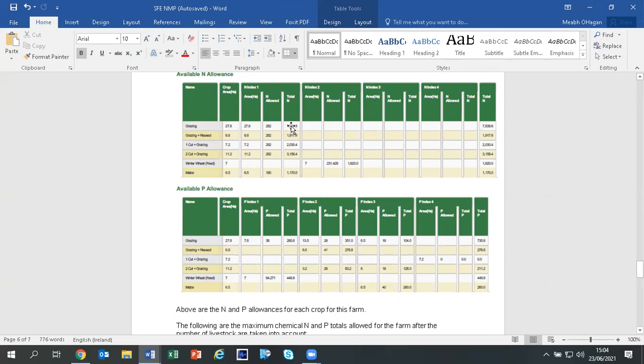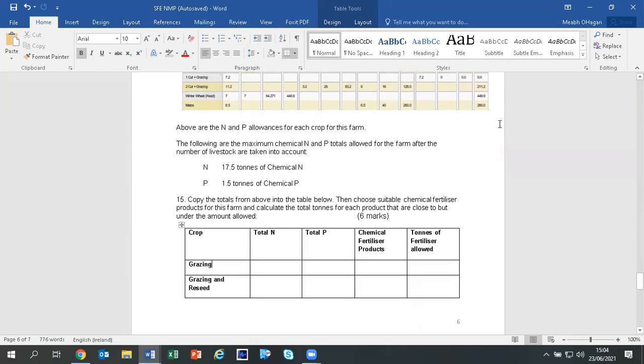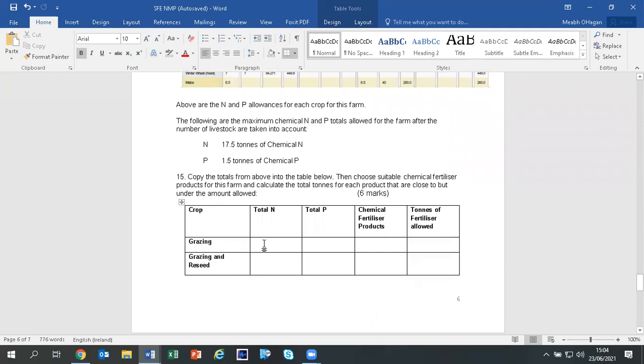That figure, 7,839.5, the best place to get that from is actually here. This is our total nitrogen all in all, our total nitrogen recommendation for that grazing ground, 7,839.5 kilograms of nitrogen. So we scroll down and that figure should be going into that box.